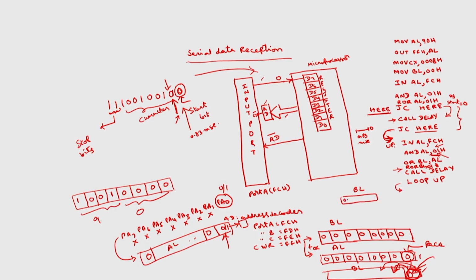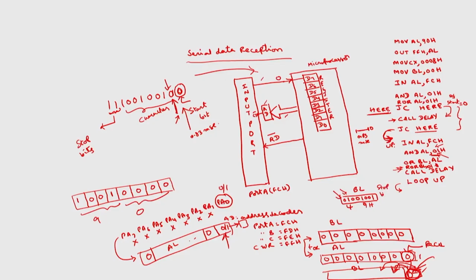So, at the end of this loop, BL will contain that 0100 1001, which is 49H, because the first bit received will be 0. This will be rotated 8 times, because this rotate operation is in a loop. So, this will come here, the second bit received will be here. Like that, 49H will be placed in BL. So, this is valid if the received bits are followed by 2 stop bits.